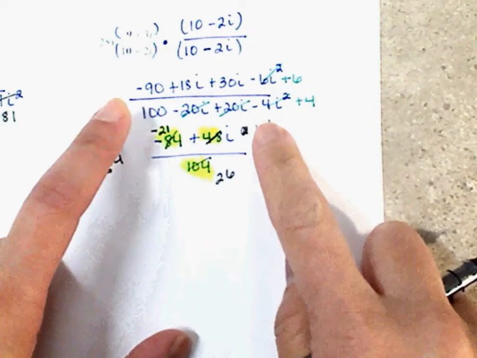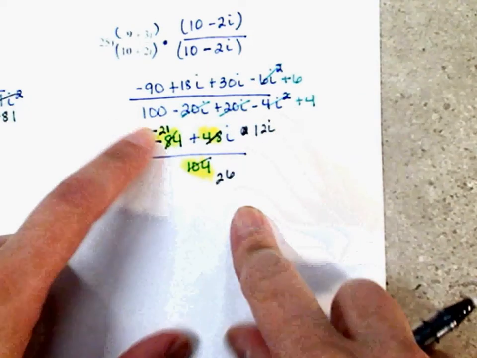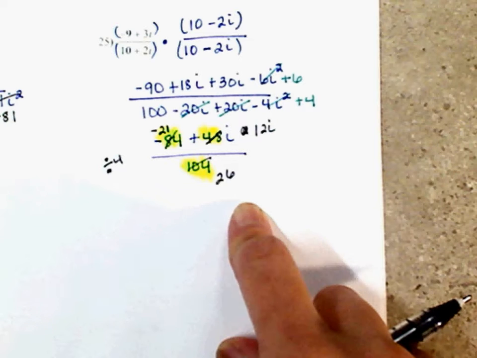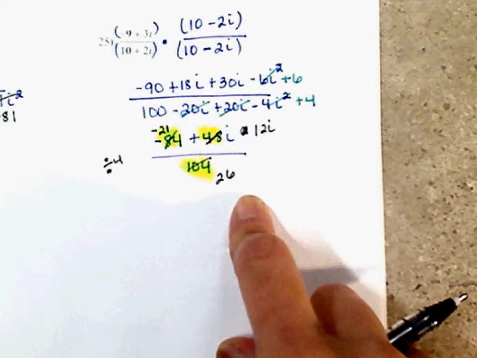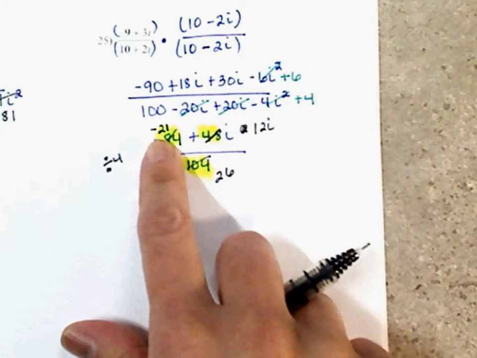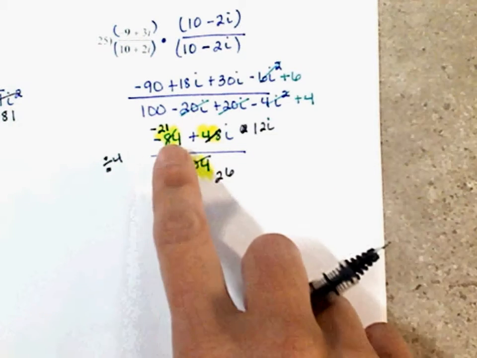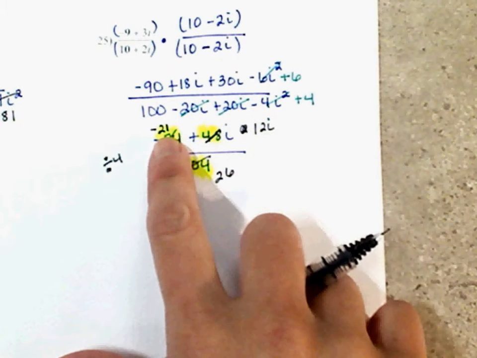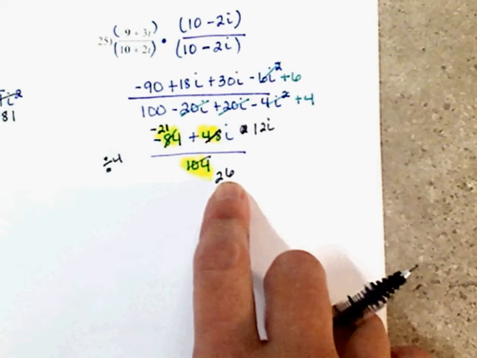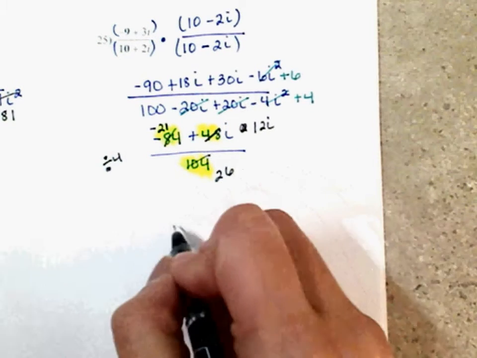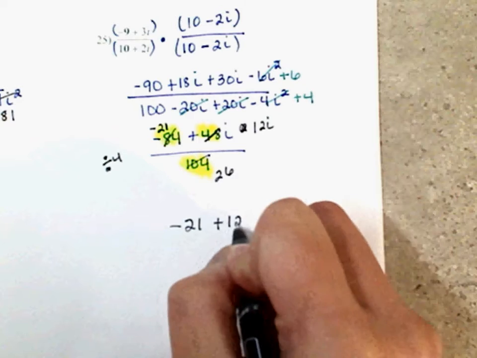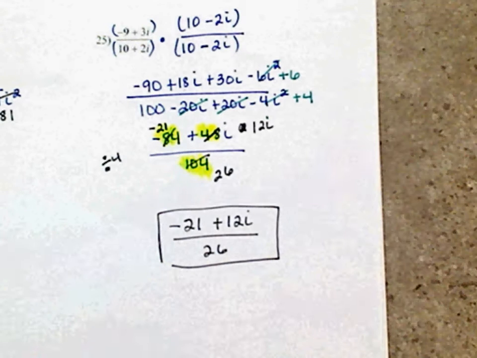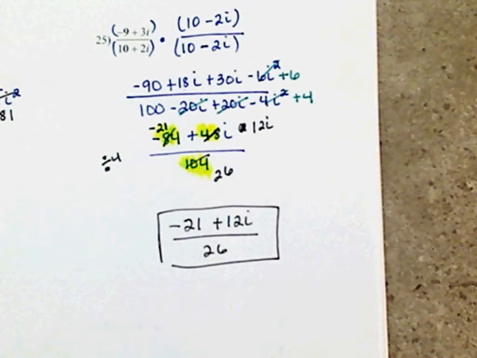Is there anything that goes into 21, 12, and 26? Yes. What? Any number? What is it? Does 2 go into 21? No. Does 4 go into 21? No. Try 3. 3 works here, but 3 doesn't work here. Okay? So your final answer is negative 21 plus 12i all over 26. Because there's nothing that goes into all 3. All right? Okay.